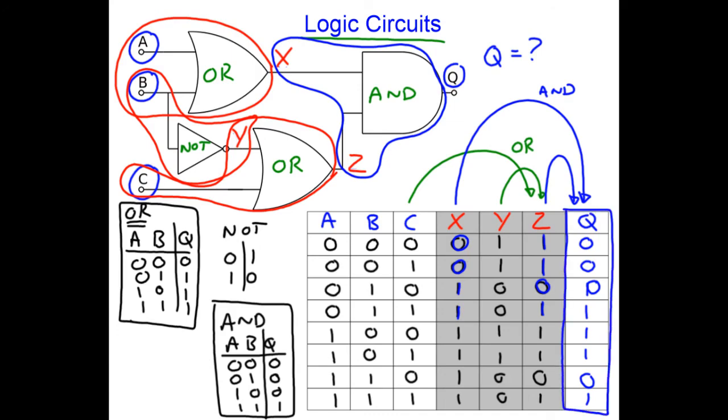So now we have the output Q as a function of each combination of the inputs A, B and C, and that's how you do it, using intermediate columns and writing out your little truth tables so you know what you're doing.